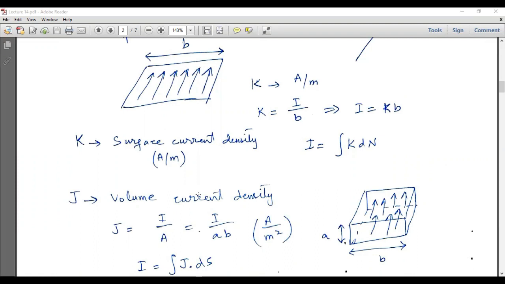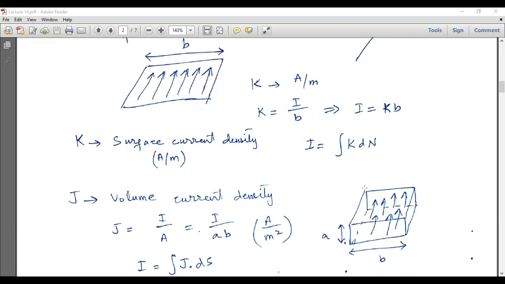Similarly, another current distribution is called volume current distribution. You can see in this figure that the current is distributed over a volume, and now in this case the current is flowing through the volume, but it is crossing this surface.